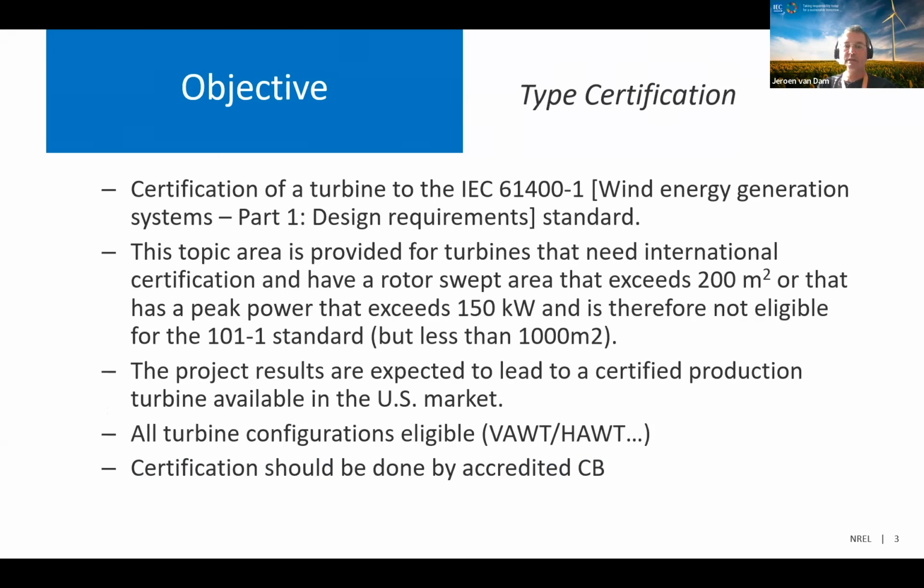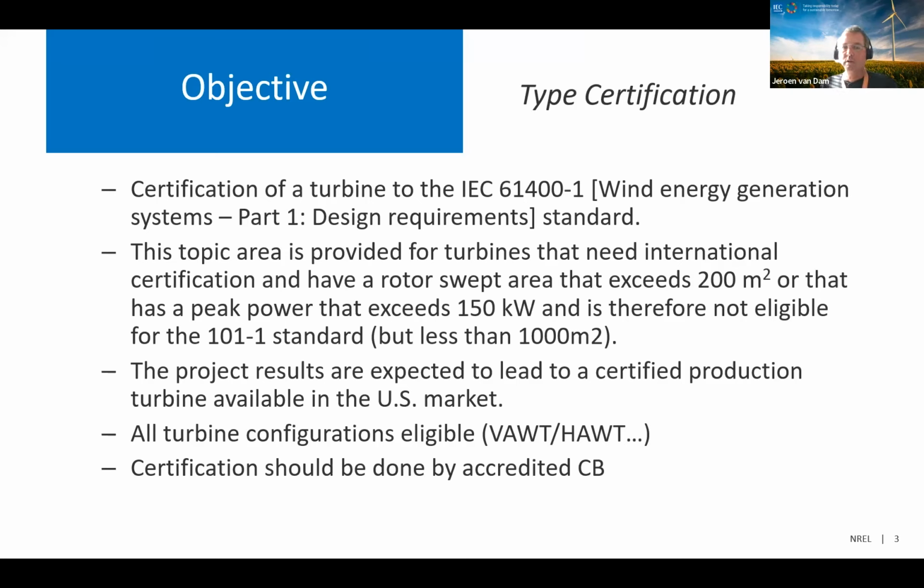And so if you exceed the -2, but you still would like an international certification, then this would be the category for you. You can exceed 200 square meters and still fit in the topic area that Brent will describe by fitting under the ACP standard, which then has the peak power of 150 kilowatts. And so there is an area where you could qualify for either this area or the previous area, and you have to decide which one fits best with your market and your business plan.